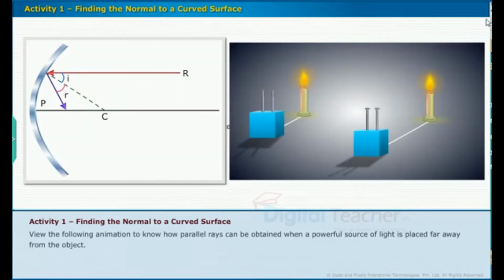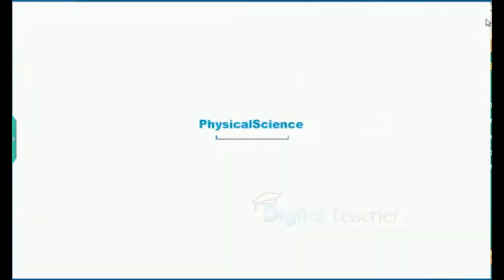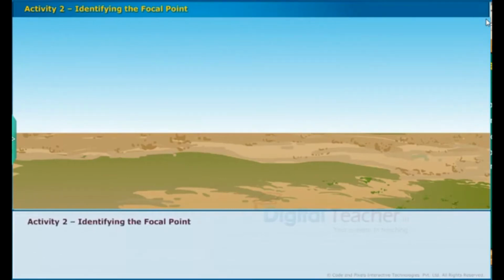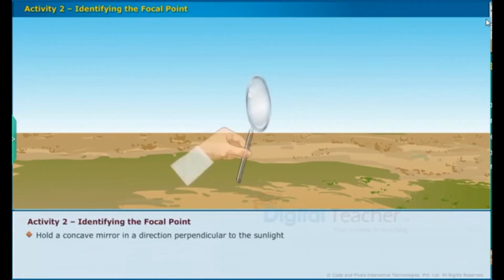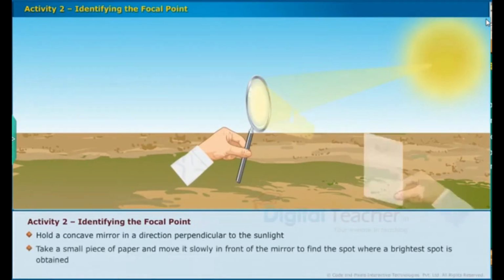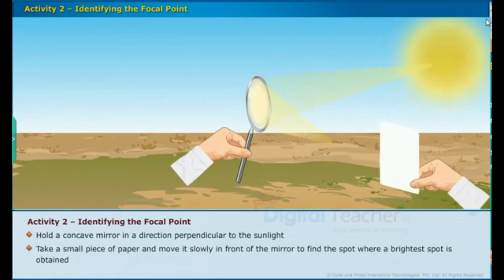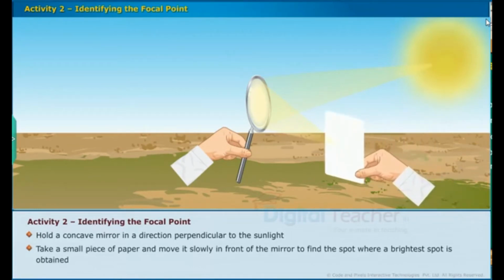View the following animation to know how parallel rays can be obtained when a powerful source of light is placed far away from the object. Now, let us learn how to identify the focal point of a curved surface. Activity: identifying the focal point. Hold a concave mirror in a direction perpendicular to the sunlight. Take a small piece of paper and move it slowly in front of the mirror to find the spot where a brightest spot is obtained.